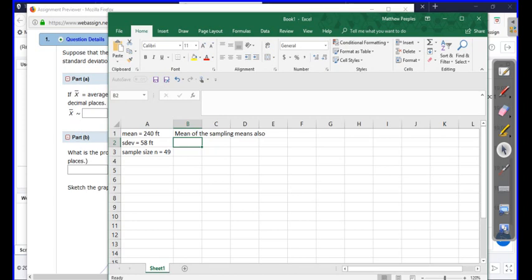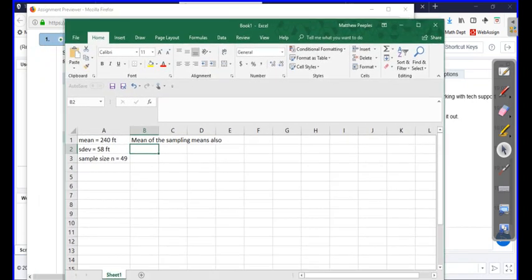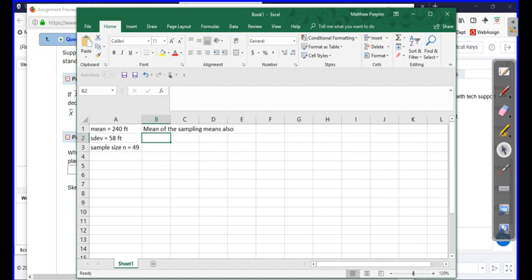All right. Now the standard deviation we have to adjust. This is where we do it. We're given a population standard deviation of all of our fly balls, but what we have to do is adjust because we've got 49 randomly selected fly balls in our sample. So here's how we adjust it. We're going to take our standard deviation of 58, but we're going to divide it by the square root of our sample size, which is 49 in this case. And that's going to give us the standard deviation. So this is the standard deviation of the sampling means.